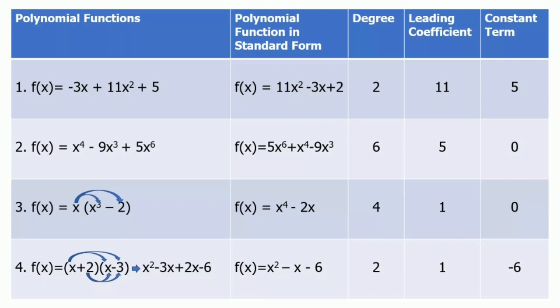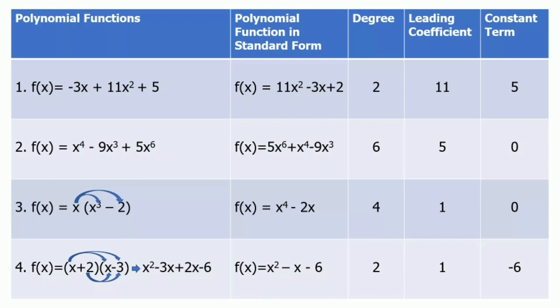Let's have number 1. f of x is equal to negative 3x plus 11x squared plus 5. As you can see, the given polynomial function is not written in standard form. Writing it in standard or descending order, we have f of x is equal to 11x squared minus 3x plus 5. The degree of the polynomial is the highest exponent, so the degree is 2. The leading coefficient is the coefficient with the highest degree, which is 11. And the constant term is 5.